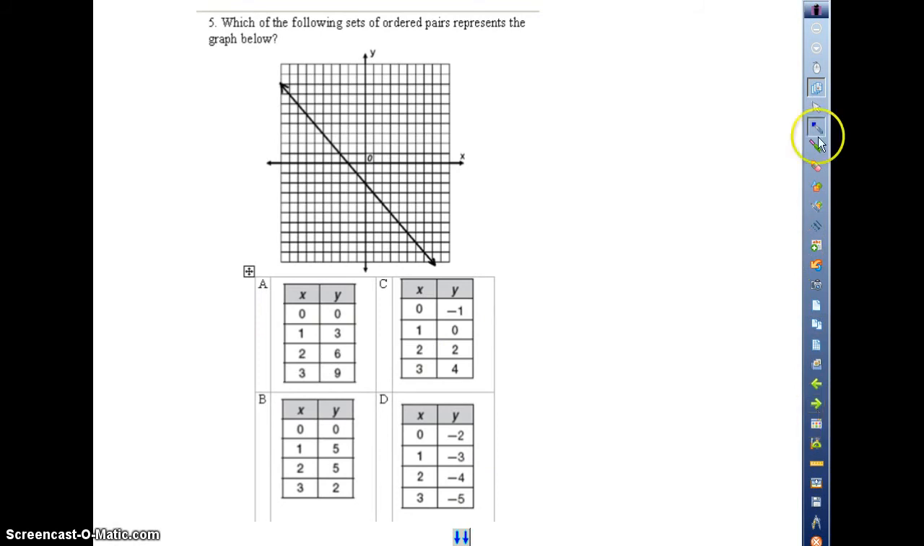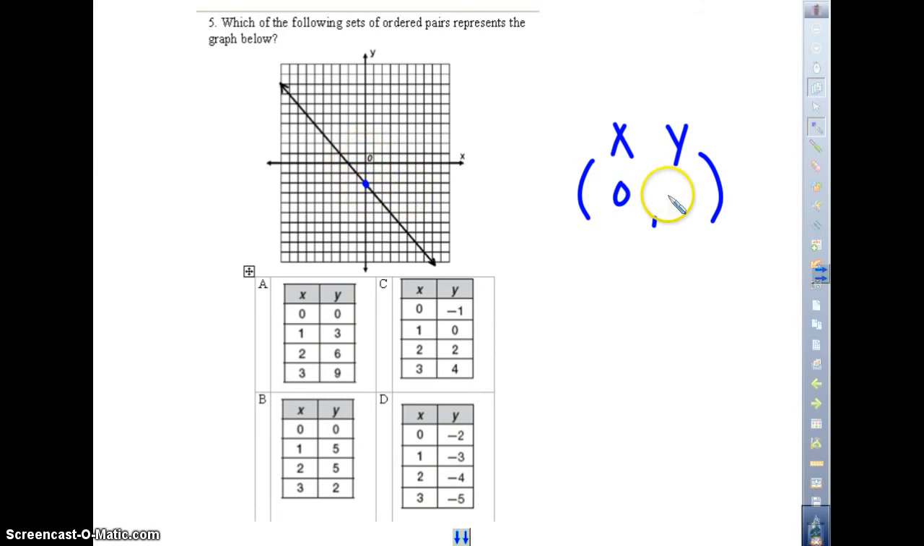Okay, number 5. Which of the following sets of ordered pairs represents the graph below? Okay, what you guys need to do is find points on this line where your ordered pairs are whole numbers. So you can write some ordered pairs, some X comma Y ordered pairs. And I think I'm going to start right here. The X value there is 0, and the Y value there is -2. And I'm going to see if I've got any X values in my table of 0.